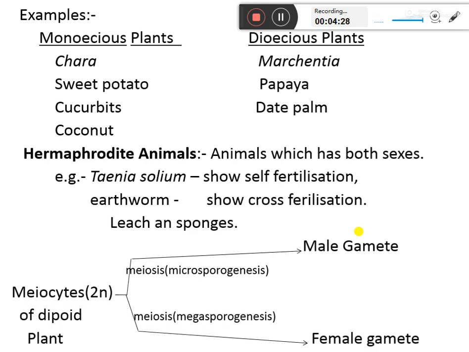So thus, when the meiocytes of the diploid plants undergo meiosis to produce the male gamete, it is called microsporogenesis. If the meiocytes undergo meiosis to produce the female gamete, it is called megasporogenesis.